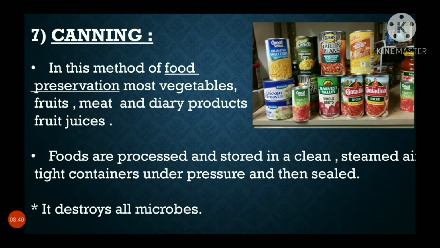Canning food. In this method of food preservation, most vegetables, fruits, meat and dairy products, fruit juices are kept in canned foods. Foods are processed and stored in clean, steamed, airtight containers under pressure and then sealed.